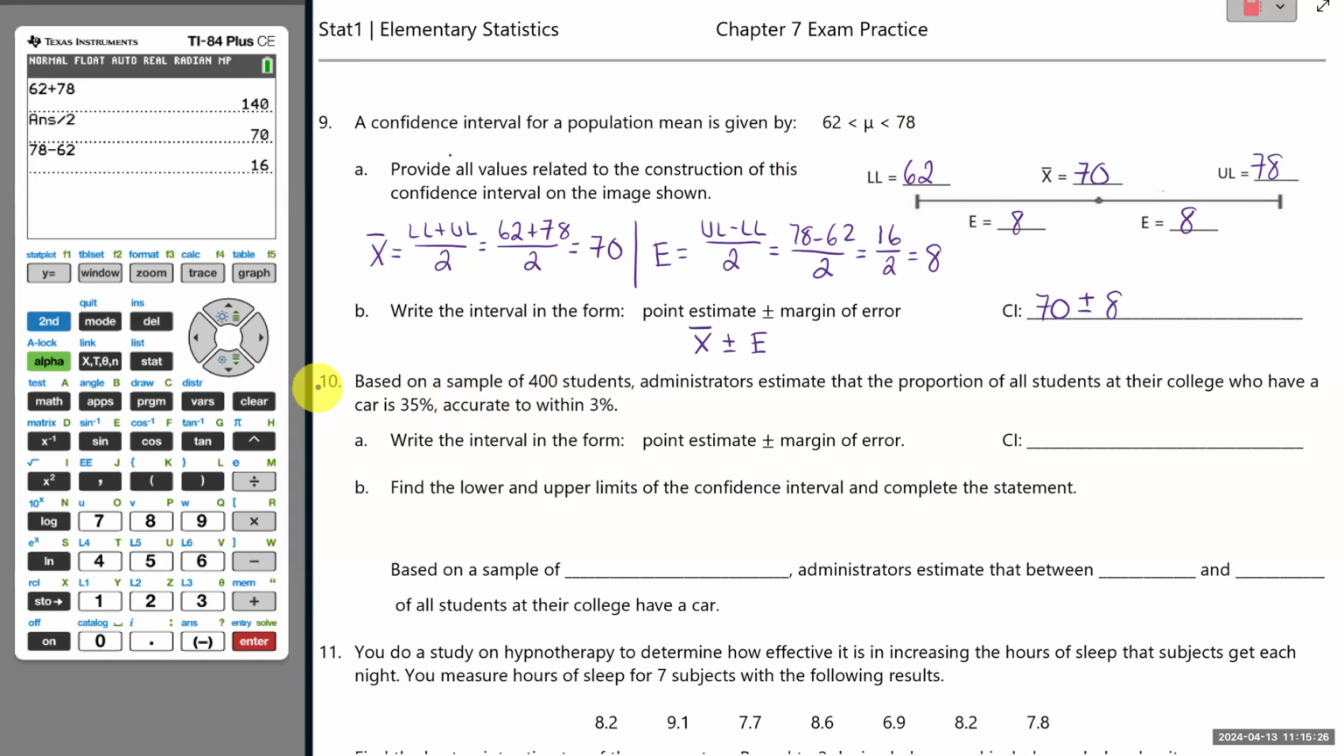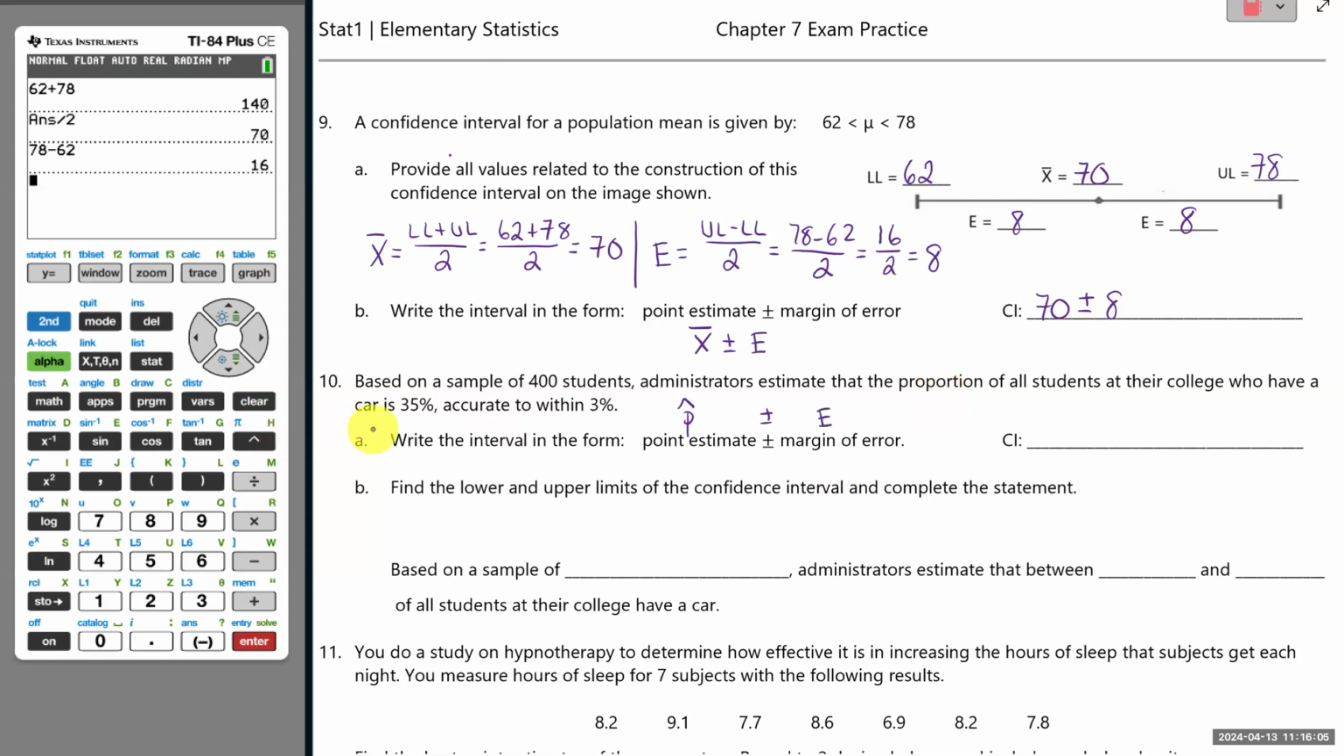All right, number 10. Based on a sample of 400 students, administrators estimate that the proportion of all students at their college who have a car is 35%, accurate to within 3%. And we're going to write that information as our confidence interval here. So just to review symbols, the point estimate for a proportion is our p hat, our sample proportion, and then plus or minus our margin of error.